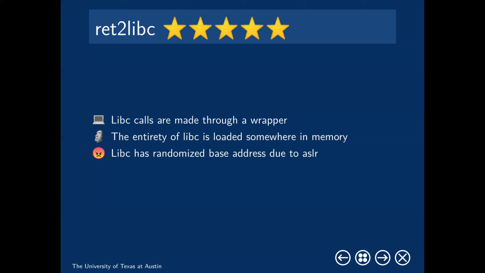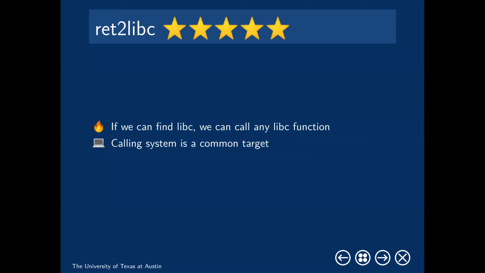So this gets us around the ROP approach where we're limited by what is called in the original source code. If we can find where libc is in our binary, we can call literally any libc function. Calling system is a common target when you're doing this type of exploit, because system literally just runs an arbitrary program that you specify the path to. Generally in an exploit, you would just try to call system on /bin/sh, and it would replace the current running program with a shell.